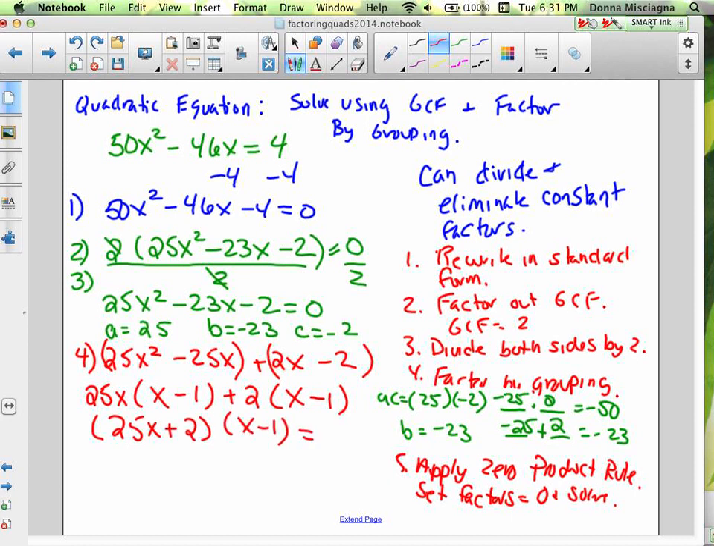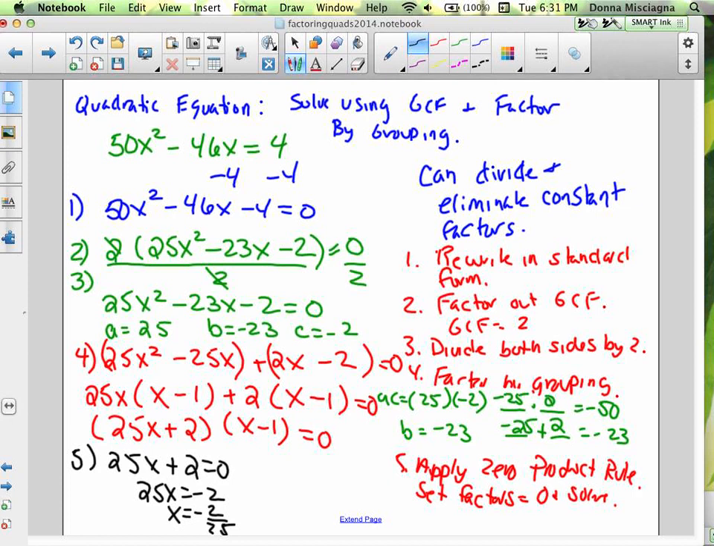And somehow I lost my 0 a while ago. Let's put it back. Now we just set each of our factors equal to 0 and we solve. We're applying the zero product rule. Right? So 25x plus 2 equals 0. We'll subtract 2 from both sides. 25x equals negative 2. And then divide by 25. x is negative 2 25ths.